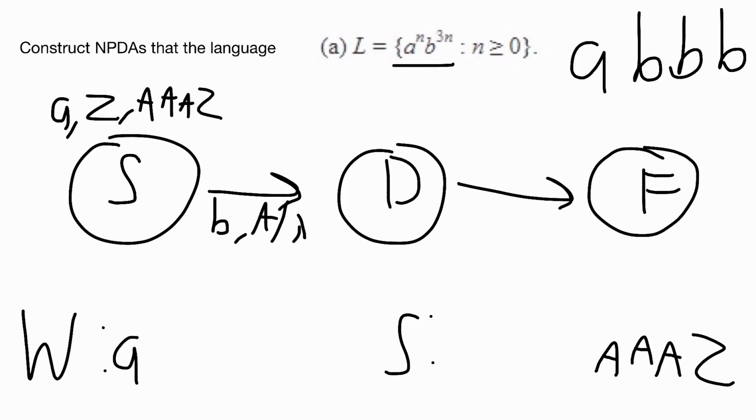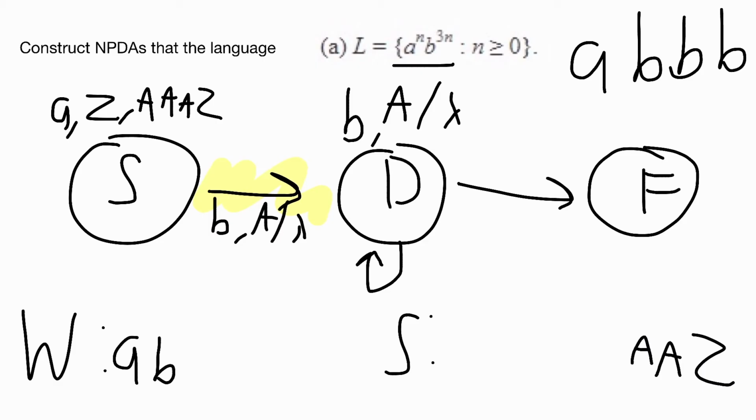So when going on this pathway, what that does is add a B to our word and take away a capital A from the stack. So far our word is A, B, and our stack is AAZ. Now, once you're here at the D state, this will loop around, and what you want to do is have the word B that takes away an A from the stack and adds in nothing.